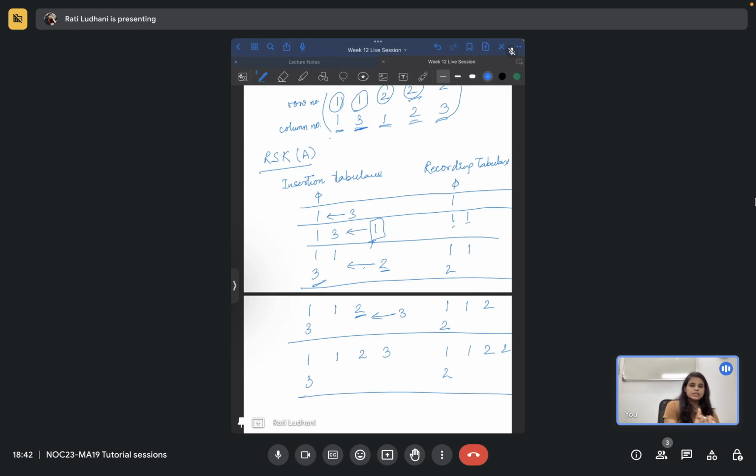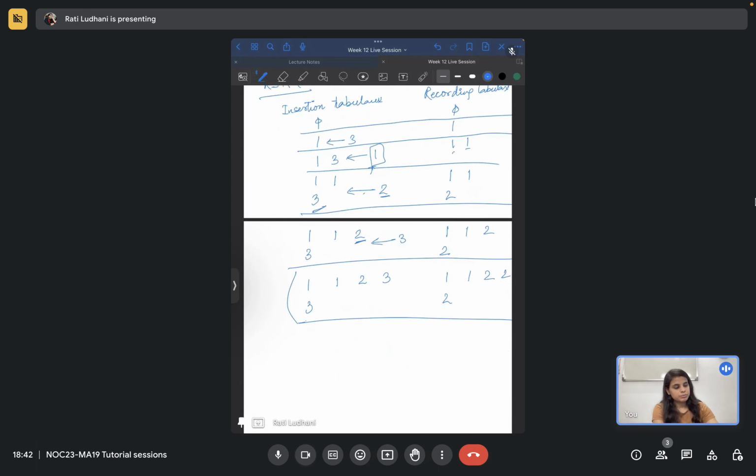So this is RSK of A. You have this to be P, this to be Q. If you want to keep it in a box, we can do that. Okay, so this is your P and Q. The insertion tableau is ready and the recording tableau is ready, there's no issue.